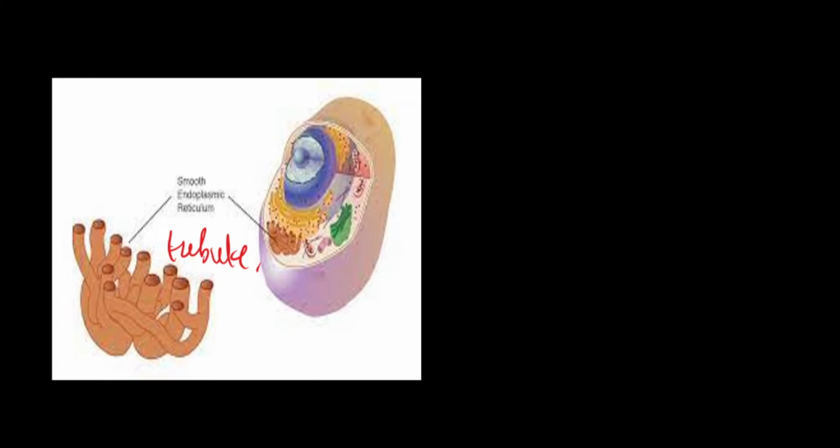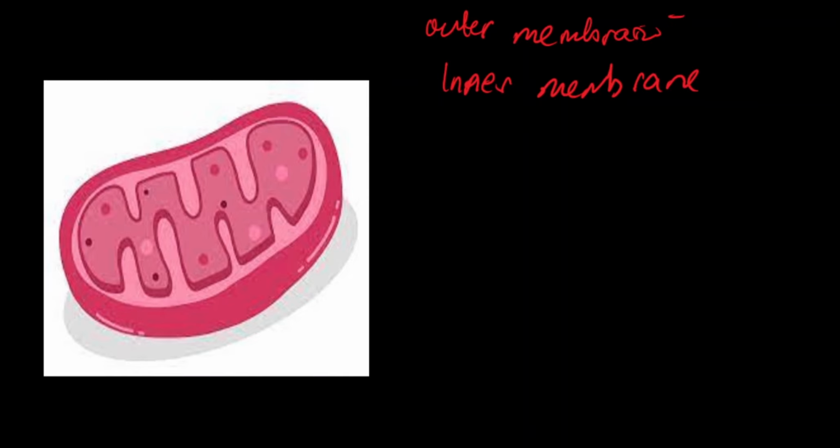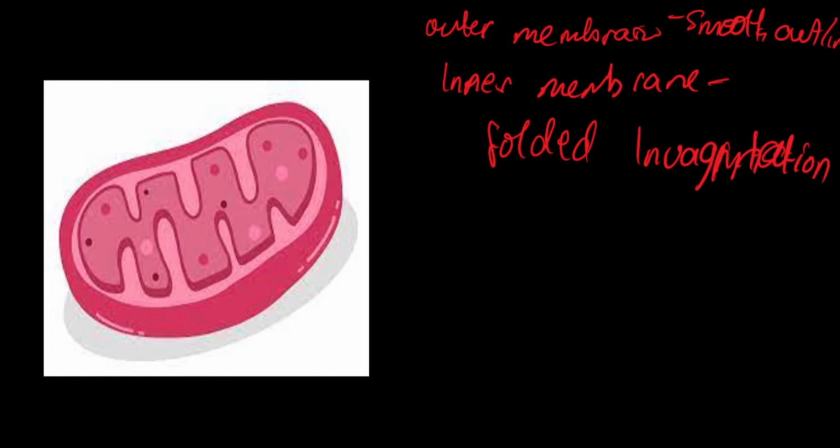Now let's take a brief look at the mitochondria. Here we have a picture of the mitochondria. Now the mitochondria has two membranes, so it's a double membrane organelle. It has an outer membrane and an inner membrane. The outer membrane has kind of a smooth outline, however the inner membrane has folded invaginations, and these are invaginations of the inner membrane into the mitochondrial matrix.